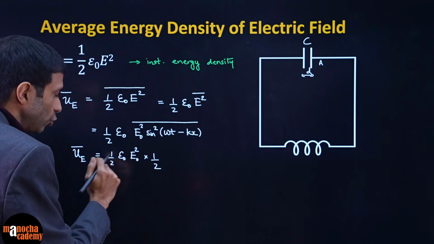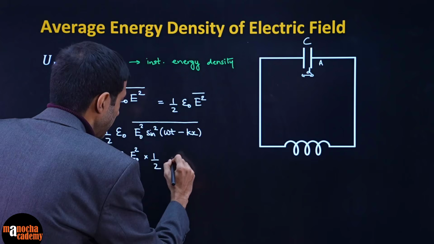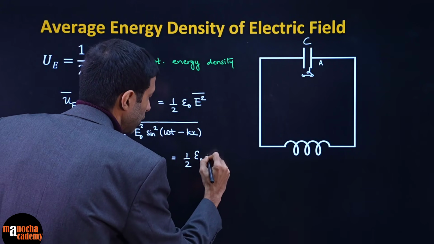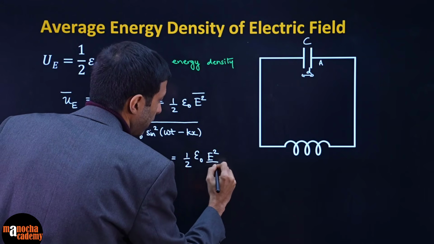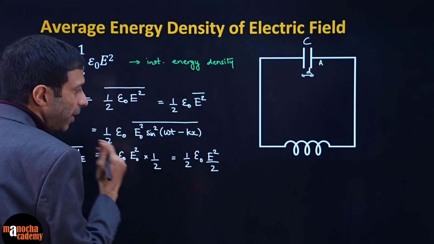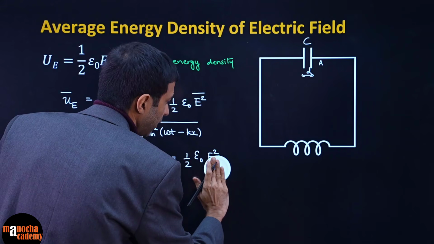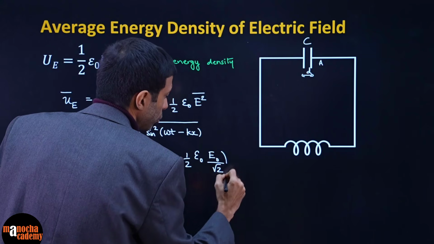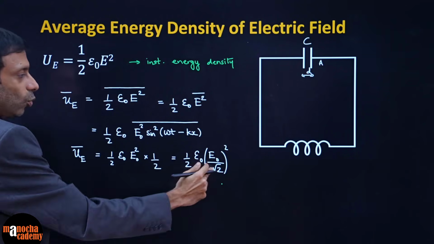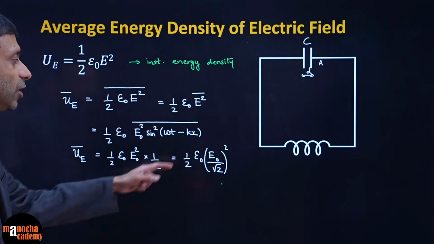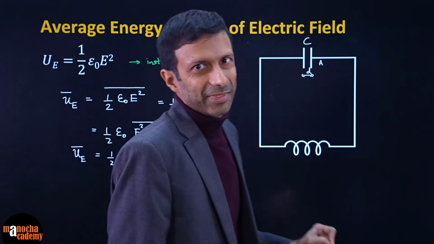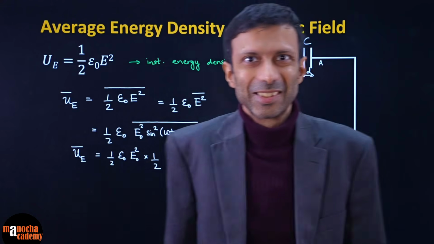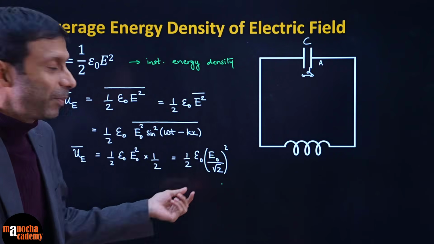But now if I bring this 2 down here, basically I am getting something like half epsilon naught E square by 2. So E square by 2 I can split like this. I can write this as E naught by root 2 whole square. Guys, what is E naught by root 2? Do you remember? E RMS, right? The RMS value of the electric field.